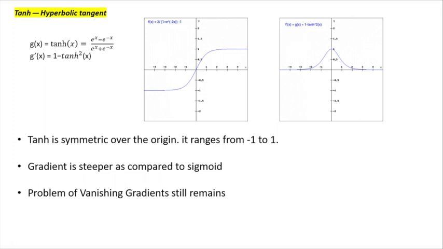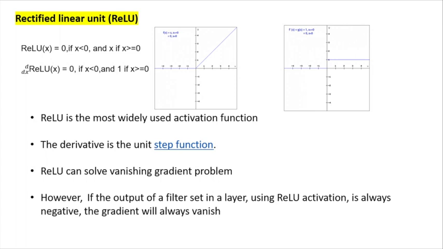It is continuous and differentiable at all points. The function, as you can see, is nonlinear, so we can easily backpropagate the errors. The gradient of the tanh function is steeper as compared to the sigmoid function. Our choice of using sigmoid or tanh would basically depend on the requirement of gradient in the problem statement. But similar to the sigmoid function, we still have the vanishing gradient problem, which can be solved by using the rectified linear unit, ReLU.